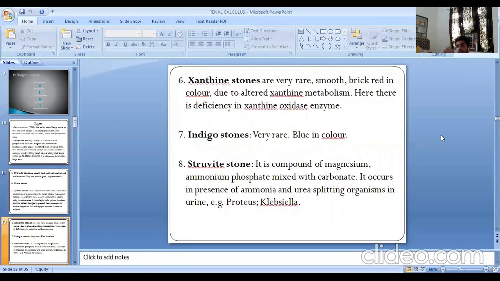Xanthine stones are very rare, smooth, brick red in color due to altered xanthine metabolism. Here there is deficiency of the xanthine oxidase enzyme. Indigo stones, very rare, blue in color. Struvite stone is a compound of magnesium, ammonium phosphate mixed with carbonate. It occurs in the presence of ammonia and urea splitting organisms in urine, for example, Proteus, Klebsiella.